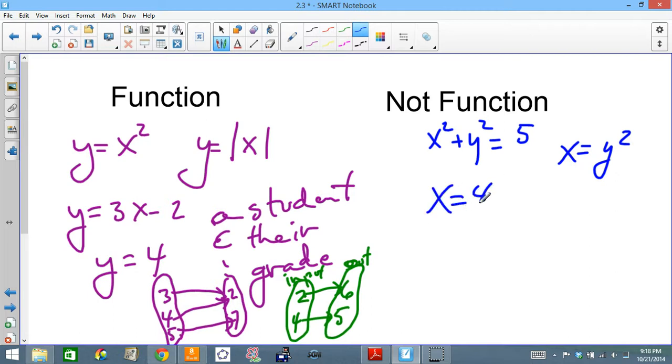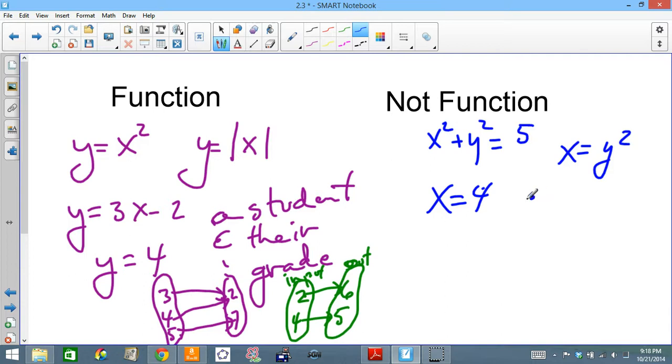X equals 4. That's not a function. That's a vertical line, and a vertical line is not a function because x is your input variable, and x has a whole infinite number of output values for y. And let's see what else isn't a function.